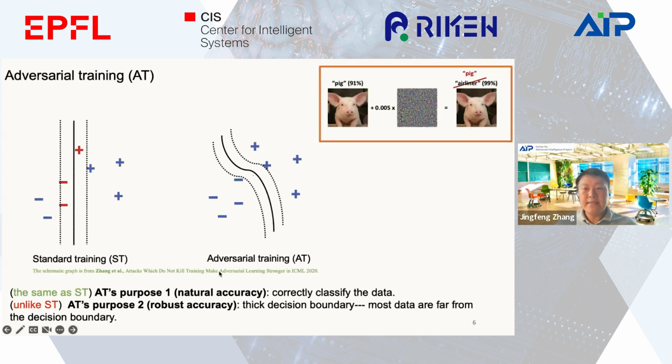To meet the above challenge, we have a new style of learning strategy, that is adversarial training. Adversarial training has two purposes. First is to correctly classify the data, that is, increasing natural accuracy on natural test data. Second, unlike standard training, adversarial training outputs a thick decision boundary whose data are further away from the decision boundary.